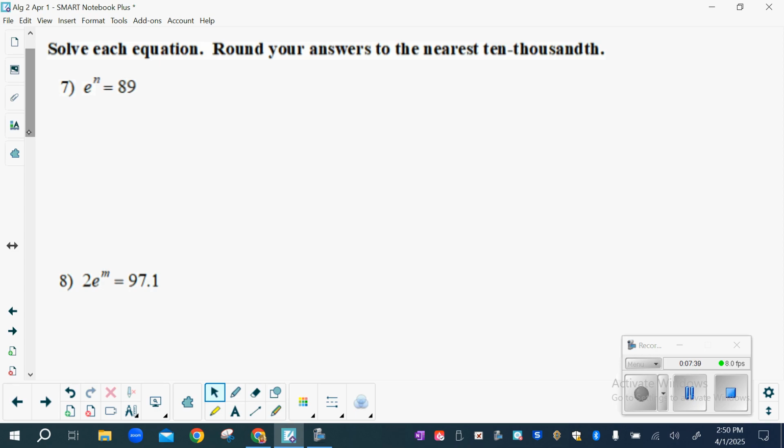Divide by e? We can't, because that's e to the n. We want to take a log on both sides. Which one do you think we want to take, a ln or a log? ln. So we can do either one. The ln will save us time, and I'll show you why.